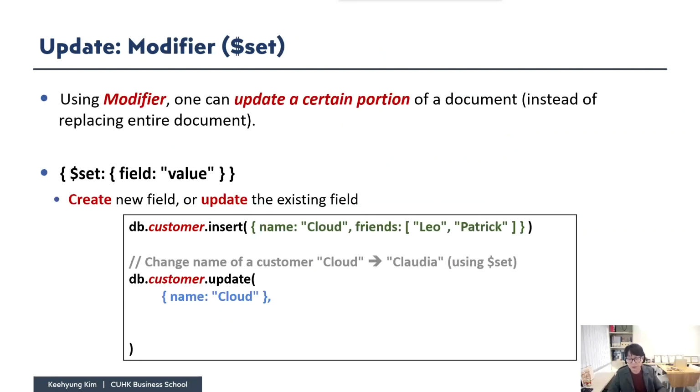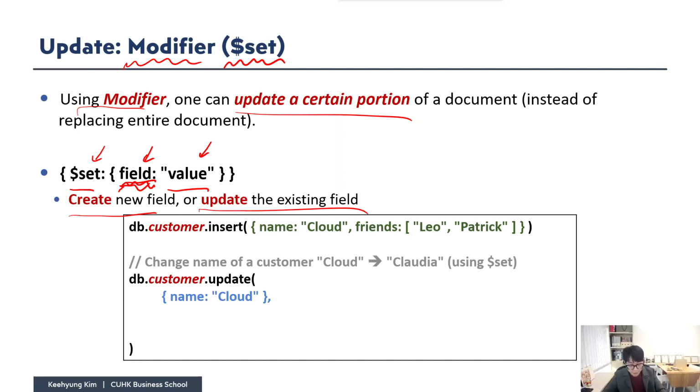So in MongoDB, in this case, you can use this set operator. We also call this a modifier because you use this set operator to modify a certain portion of a document. So using a modifier, you can update a certain portion of a document. The syntax is this. You use a set operator, you specify a field you want to update, and you specify a value you want to update it to. And if you don't have this field inside the document, this field will be newly created. So you can use the set operator to create a new field or update an existing field.